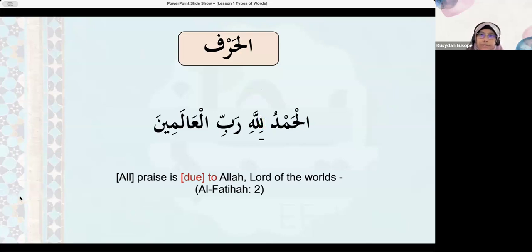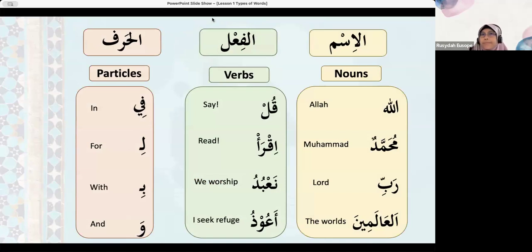Right, so that's harf. And then, this is like the summary of lesson 1. Anwa'ul kalimah, the types of words: isim, fi'l, and harf. Nouns, verbs, and particles. Okay, so the examples shared. Allahu, Muhammadun, these are all proper nouns. Yeah, and proper nouns all fall under isim. Proper nouns means nouns that begin with a capital letter in English.